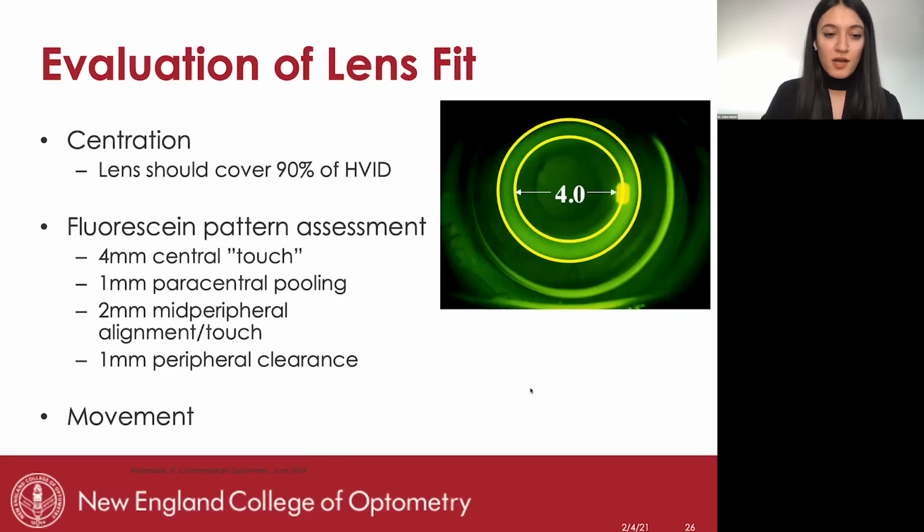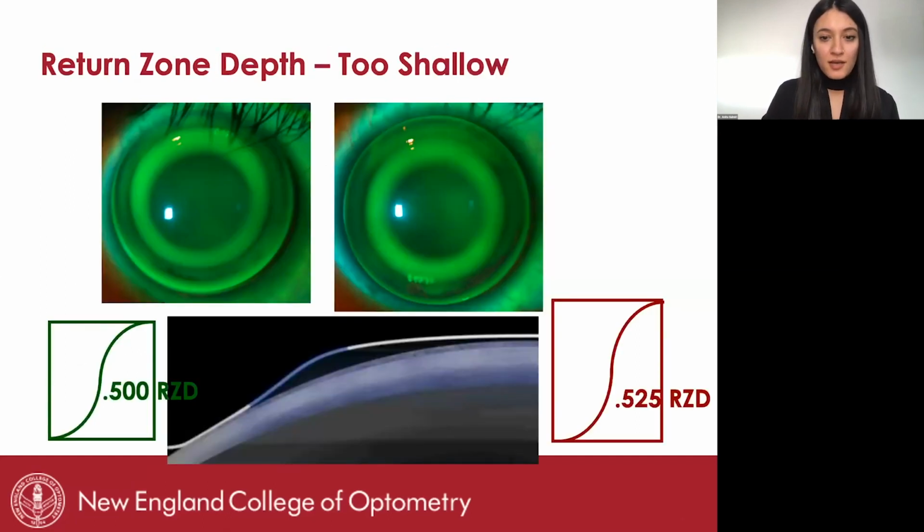And then movement. You do want the lens to have some movement. It can't be bound to the cornea. That's an unacceptable fit, but it can't be excessively moving. So you have to make sure you have about 1.5 to 2 millimeters of movement in every position of gaze without too much decentration past the limbus.